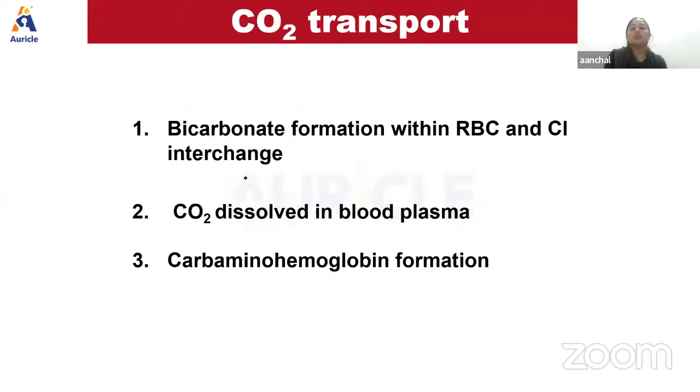Now, CO2 transport. Bicarbonate formation within RBC and chloride interchange will occur, and there will be CO2 dissolved in blood plasma, and there will be carbamino formation, meaning hemoglobin will combine with CO2 here.